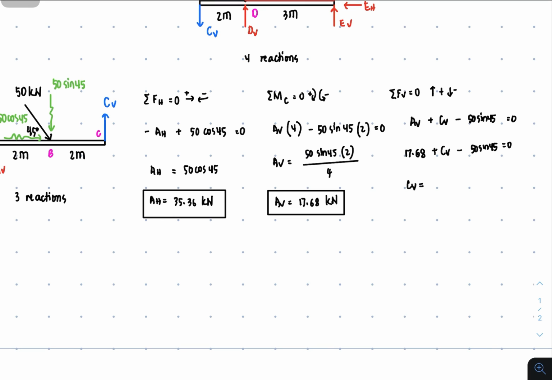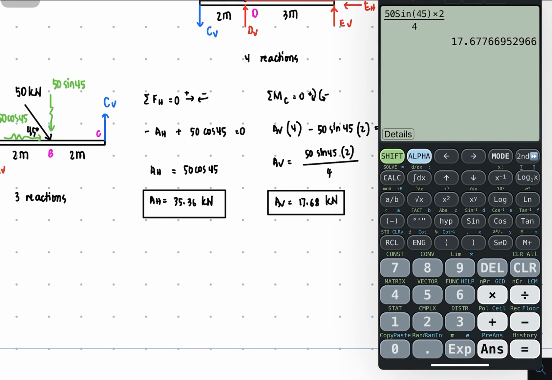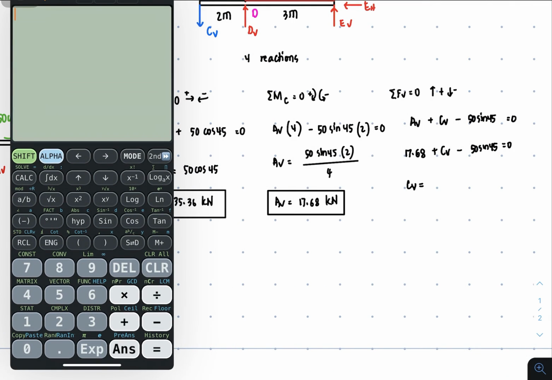So CV now is, let's get the calculator. Transposing all the constants to the other side, it will give us 50 sine of 45 minus 17.68. So our CV now is 50 sine of 45 minus 17.68. It's 17.68 kilonewtons.